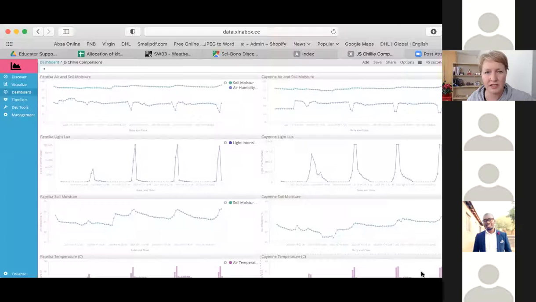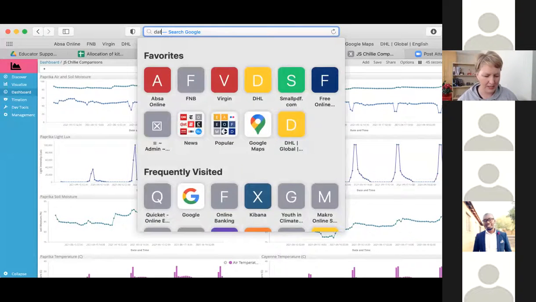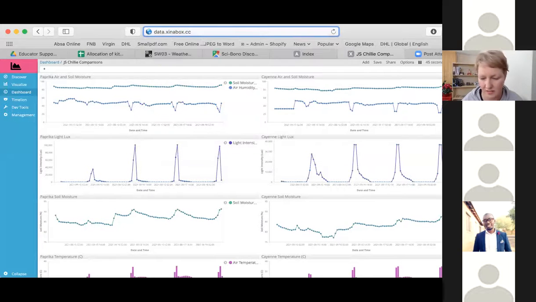So let me go back to sharing my screen. Okay, so I'm going to share my screen again. And what I'm going to do is, let me just go over here. So I'm going to go all the way back again, and I'm just going to say data.exinabox.cc in my browser, and that's where I'm going to go.